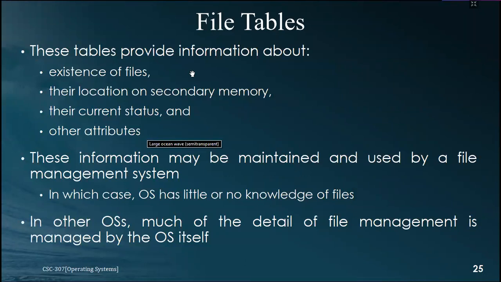In short, in this file table, we keep all the existing files and their location in secondary memory, and their status. Then we have this information that is maintained and used by the file system. So the operating system needs much detail of the file management: where each file is stored, how it is stored, and any other type of information.